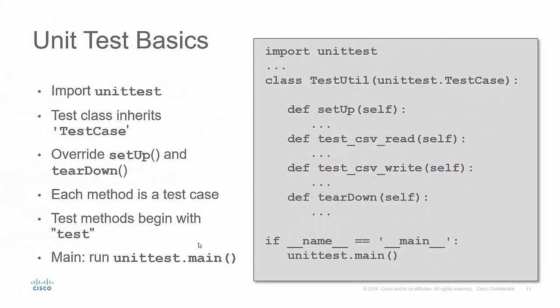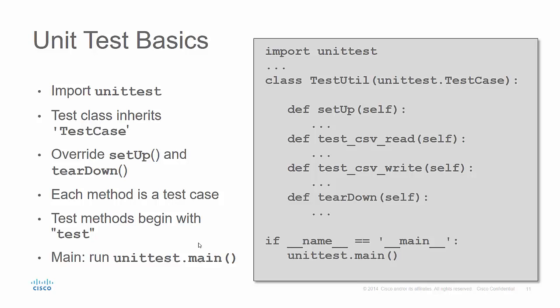The basics of unit testing in terms of code are as follows. Consider the code on the right. You can see we are importing unittest. The next thing that you will see is the definition of our unit test class. We're calling this class testUtil because we are testing our utility module. And you can see in the parentheses that we are inheriting from unittest.TestCase.